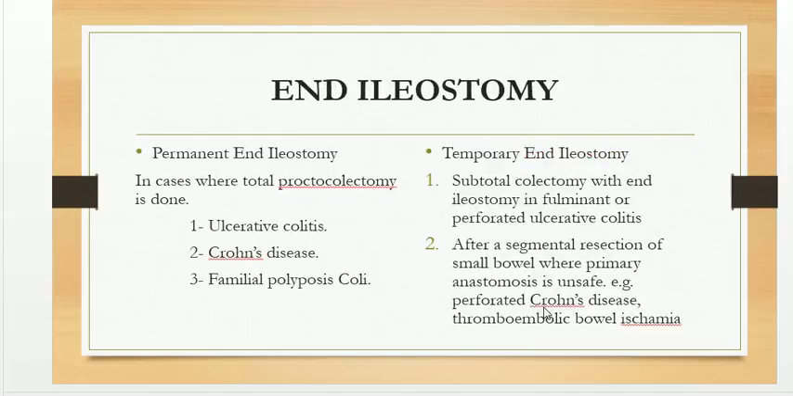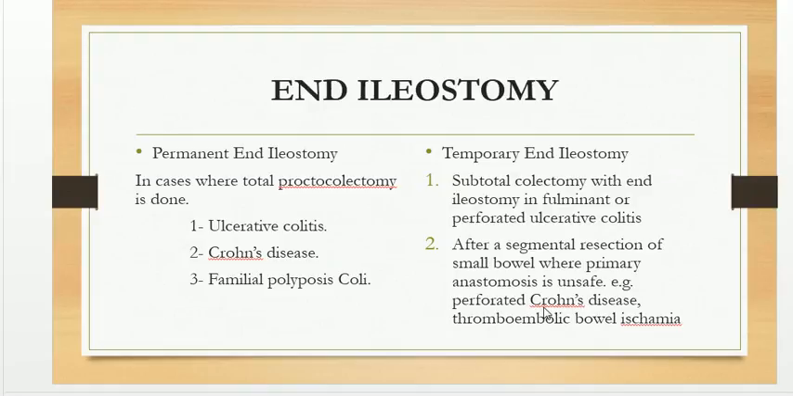Sometimes we have to do an end ileostomy. The ileum, the distal ileum, is brought out as an end. This is called a permanent end ileostomy. In cases where total proctocolectomy is done, for example in ulcerative colitis, Crohn's disease, familial polyposis coli, these are the indications. Sometimes we have to do colorectal excision, this procedure is called total proctocolectomy. In those cases, we have to bring the ileum out as an ileostomy, which is permanent and an end ileostomy.